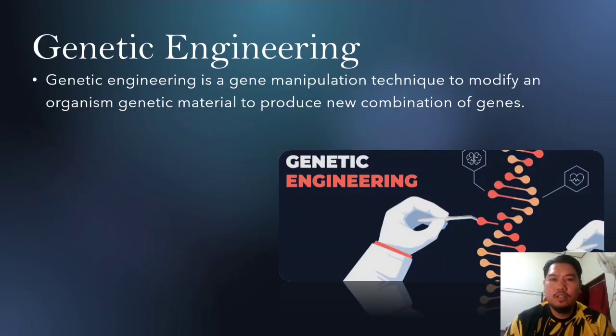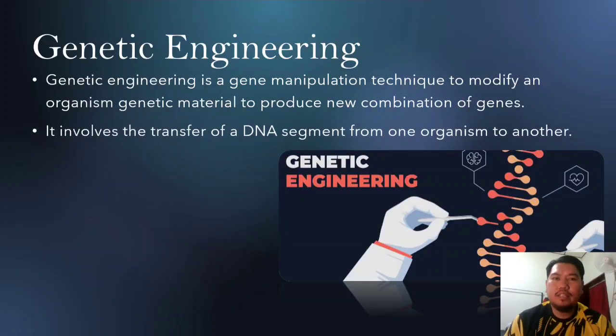So students, you need to be able to explain the meaning of genetic engineering. Genetic engineering involves the transfer of a DNA segment from one organism to another organism, for example previously from a lizard into a mouse.